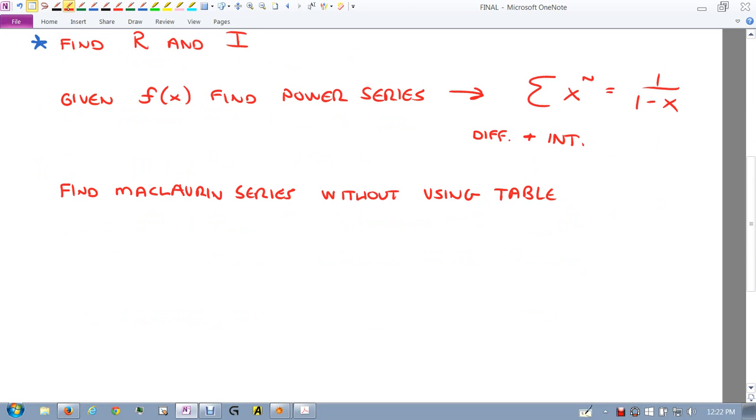Then something like: write the first few terms of some function f of x using the table. I did examples of this where I gave you a function that turned out to be the product of two functions, and then you use the Maclaurin series and multiply out to see what the first few terms look like.